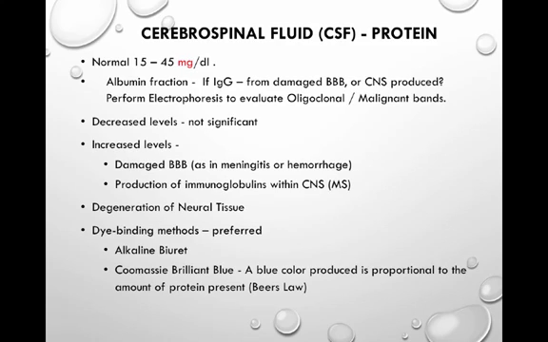CSF protein is best measured by a dye binding method. The alkaline biuret procedure has been used, but another one that can be used is something called the Coomassie Brilliant Blue procedure, and this one is a preferred procedure. So in this procedure, a blue color produced is measured with a spectrophotometer, and we determine the amount of protein using Beer's law.